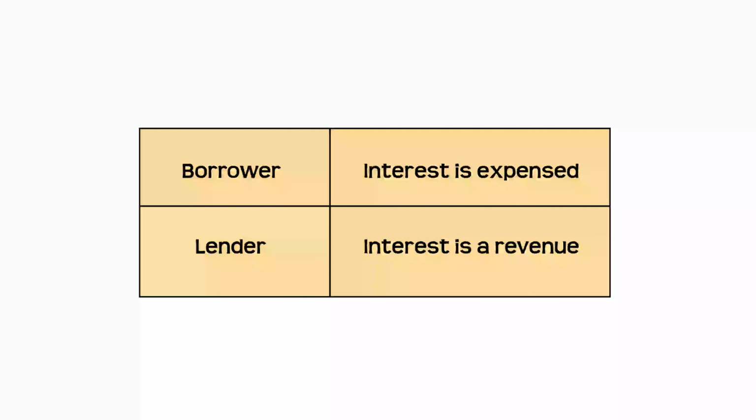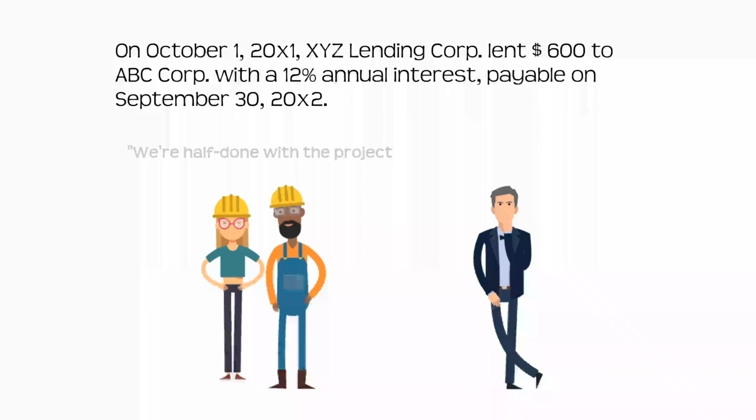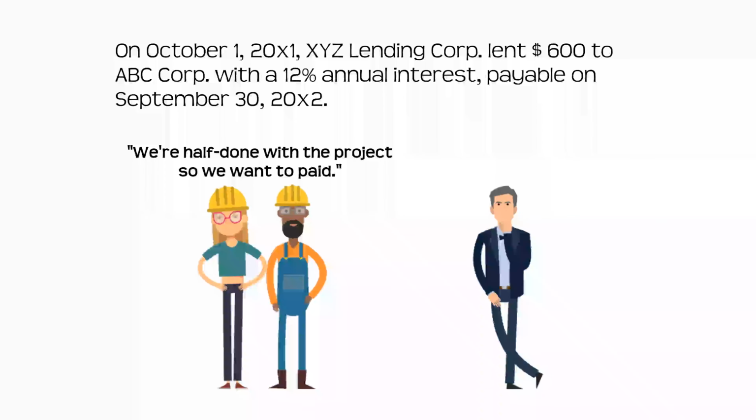In the previous discussions, we discussed interest as a revenue of the lender. Similarly, interest can also accrue as expense in the books of the borrower. Let's use the same example that was previously given in the accrued interest revenue, but we'll do it on the part of the borrower. On October 1, 20x1, XYZ Lending Corp. lent $600 to ABC Corp. with a 12% annual interest rate, payable on September 30, 20x2.